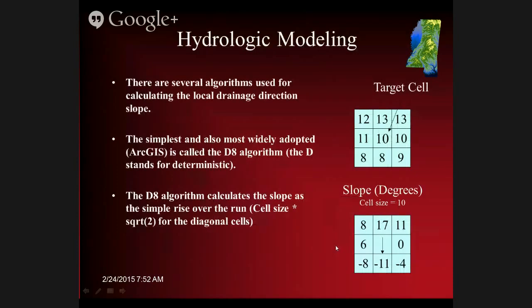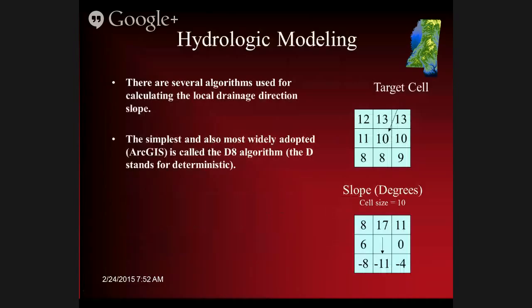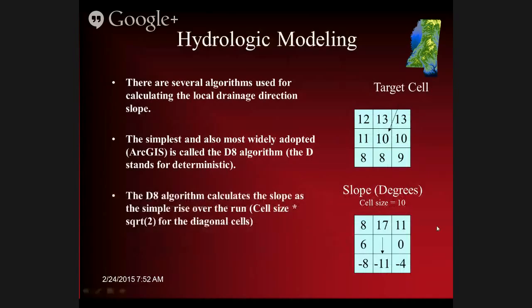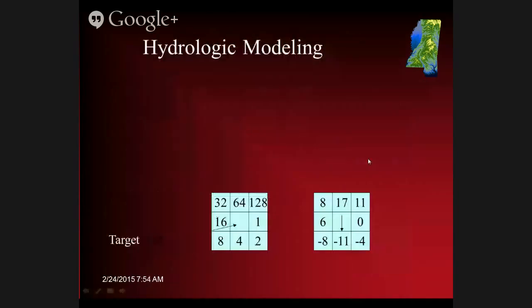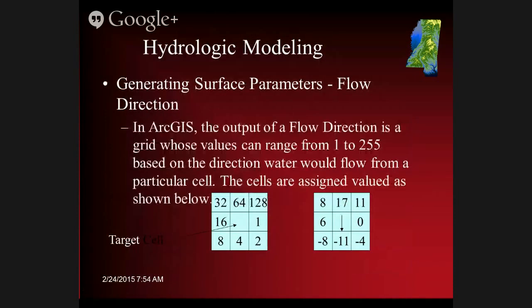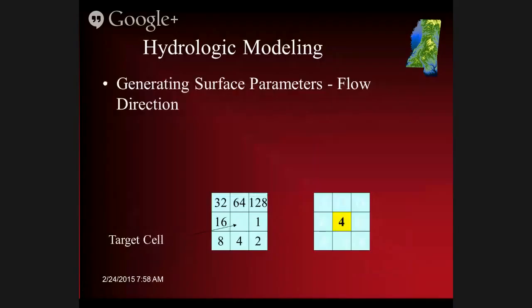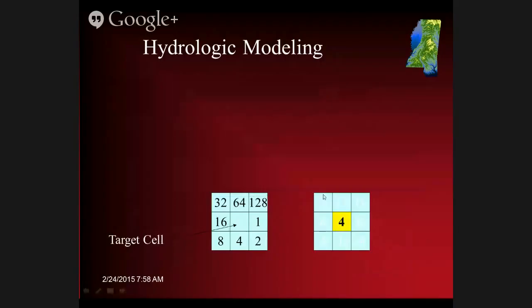Now, it might not have looked like that because these were both 8. But remember that the slope was going to be greater going directly due south because that's a less of a run than this direction.